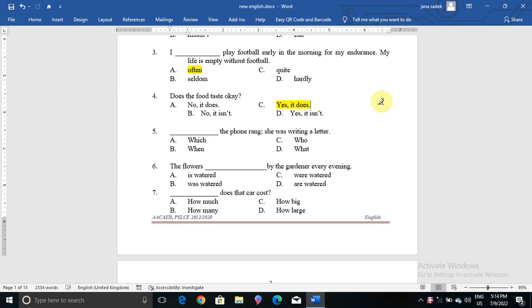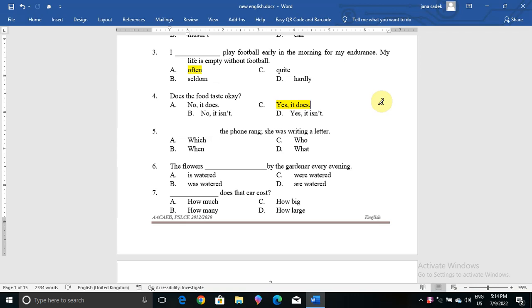Okay, if we see the 4 choices, what we have here are which, when, who, and what. When we say which, it's for things, right? For asking about things or objects. When is asking about time, yeah? And who is asking about a person. What is asking about a question.